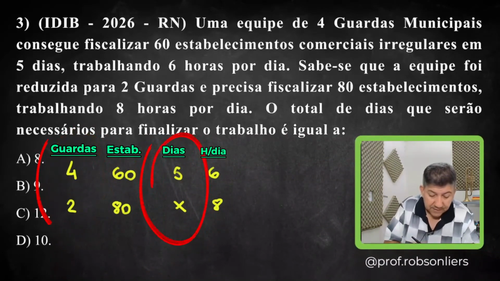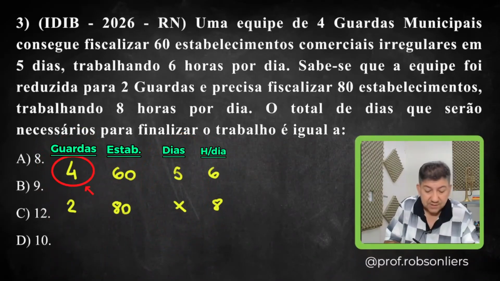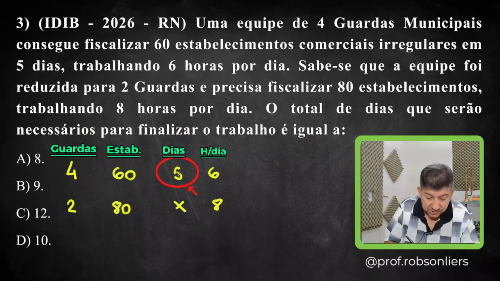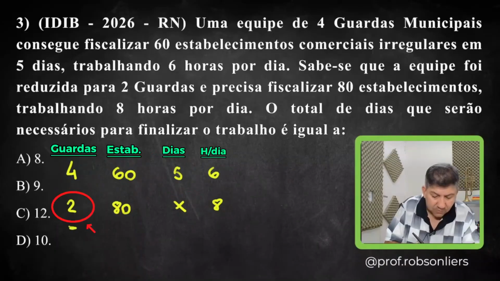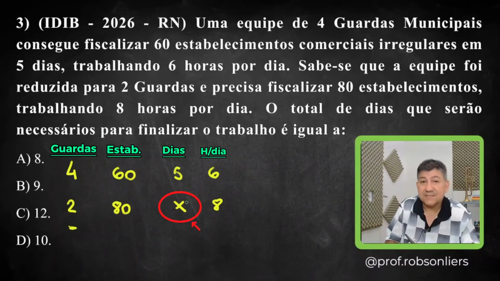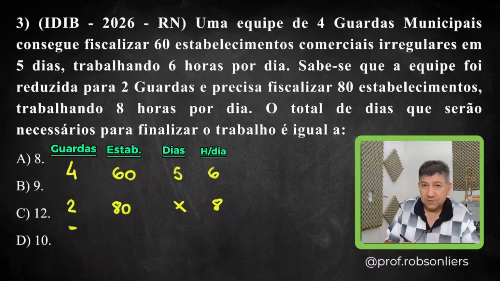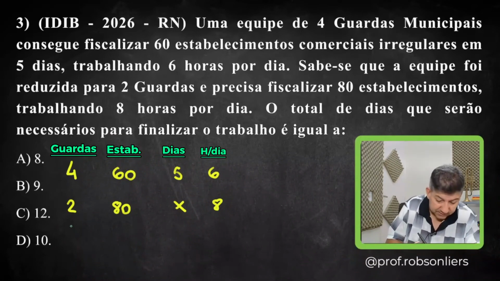Let's go. 4 municipal guards do a certain job in 5 days. If you decrease the number of guards, will this job be done faster or will it take longer? It will take longer, right? The fewer people working, the more days this job will take, so these are inversely proportional quantities. Decreasing the number of workers will increase the number of days needed. Since these are inversely proportional quantities, I'll put an I here for inverse. The quantity here is inverse.